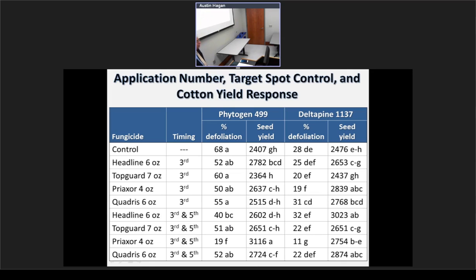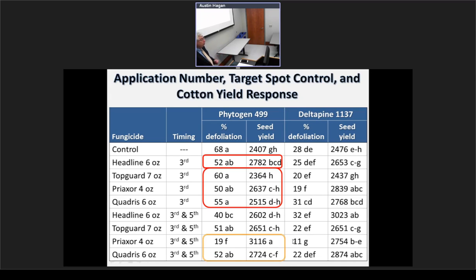We've looked at application numbers, and it kind of depends on where you are in the United States, whether you really want to angle towards making a single application or 2 applications. This test was done again down in Brewton, which is just above Florida. And we didn't really see that much control with a single application with any of the products that were screened, but we did get a yield bump with the 6-ounce rate of Headline over the non-treated control. These were seed yields, not lint yields, by the way.